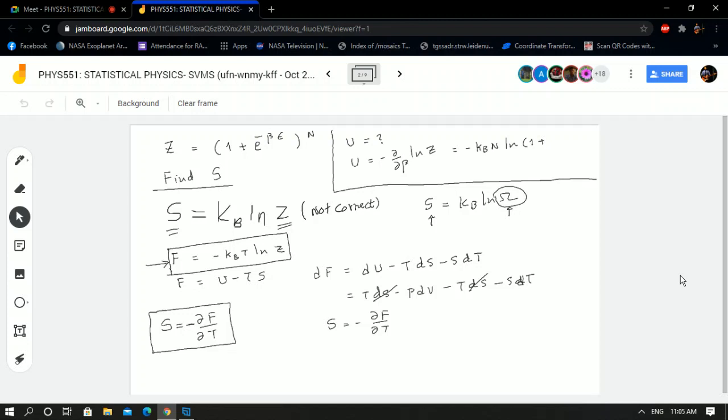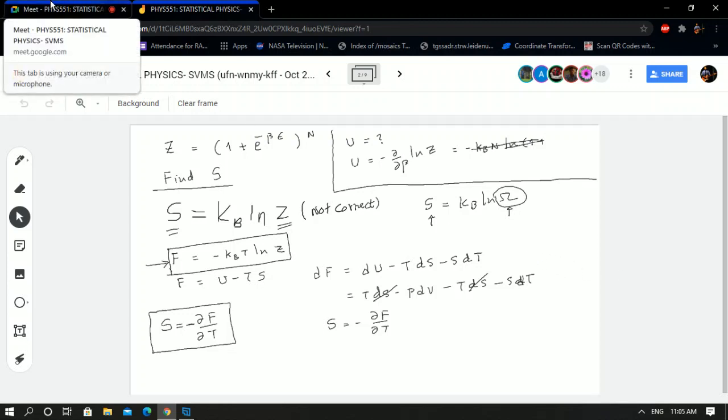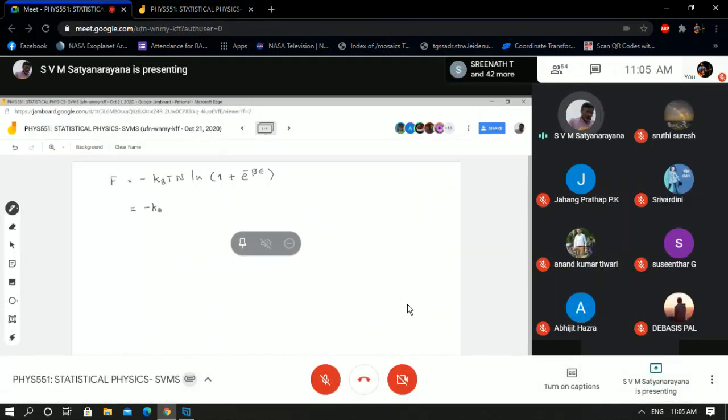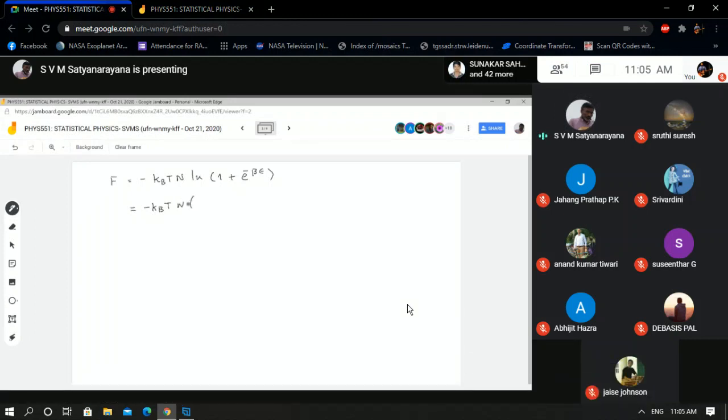sorry, this is not correct. So you have F is equal to minus k_B T into N into logarithm of 1 plus e to the minus beta epsilon. Or I can write this beta epsilon as epsilon by kT. Why should I write it as epsilon by kT? Because I'm going to look at e to the minus epsilon by kT.